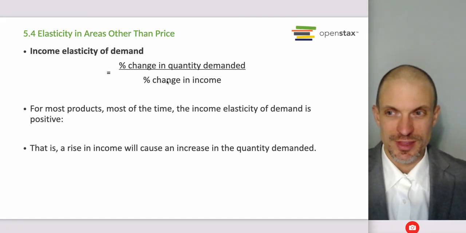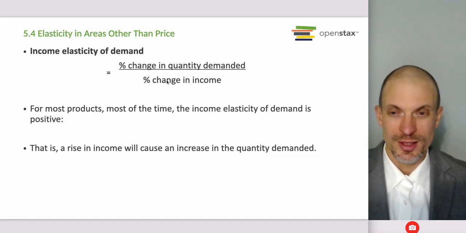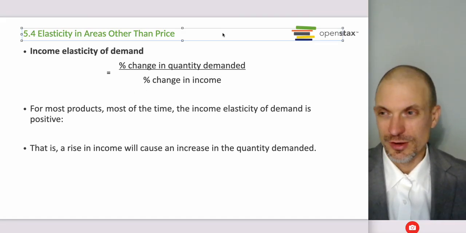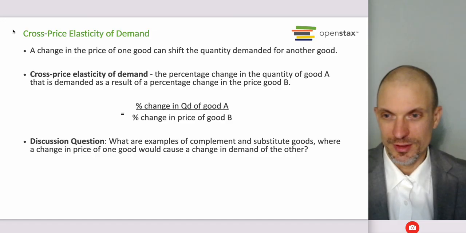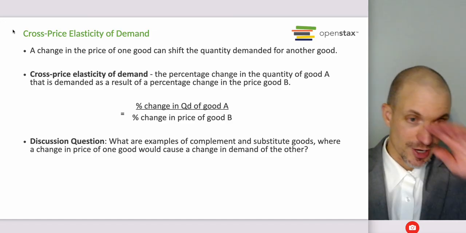Sometimes we'd say if income elasticity is positive, it's a normal good. If it's between 0 and 1, it's a necessity. And if it's greater than 1, then it's a luxury. Okay, so cross elasticity. This allows us to tell, do we have substitutes or complements, right?